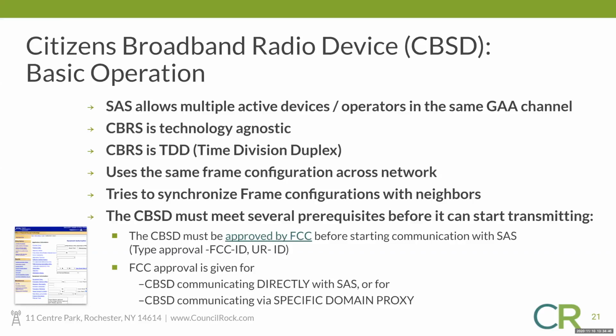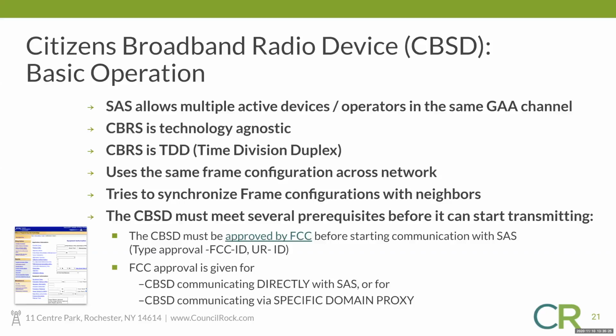So the CBSD, the SAS allows multiple active devices in the same channel. Like I mentioned earlier, the CBRS is technology agnostic. The CBRS is TDD, uses the same frame configuration across the network, and tries to synchronize frame configurations with neighbors. That's for mitigating interference. The CBSD must meet several prerequisites before it can start transmitting.